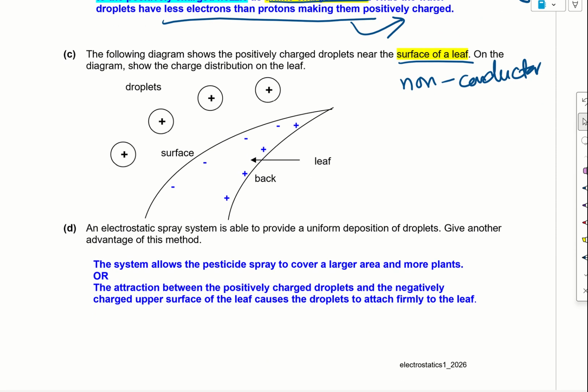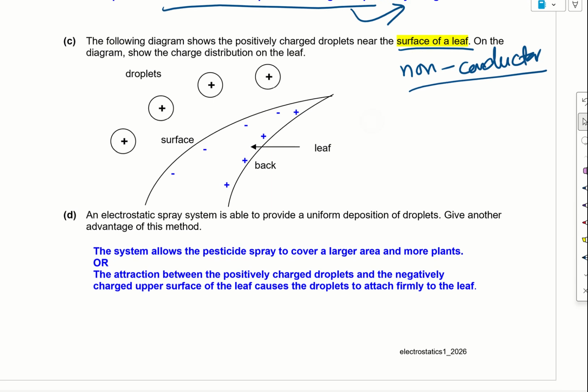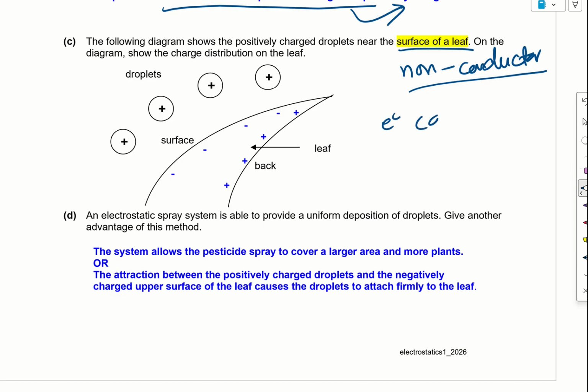So some of you will think that, because it's a non-conductor, why would there be separation of charge? But non-conductor doesn't mean that there won't be separation of charge. It just means that the electrons cannot move freely in the non-conductor.